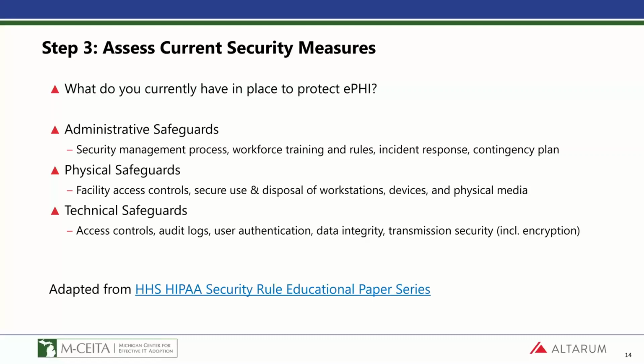Examples of each category are listed under the bullets, and this corresponds to how the HIPAA security rule looks at safeguards in the requirements. You can find more details on each of these categories and examples in the HHS HIPAA security rule educational paper series that is linked here and will also be linked at the end of this presentation.